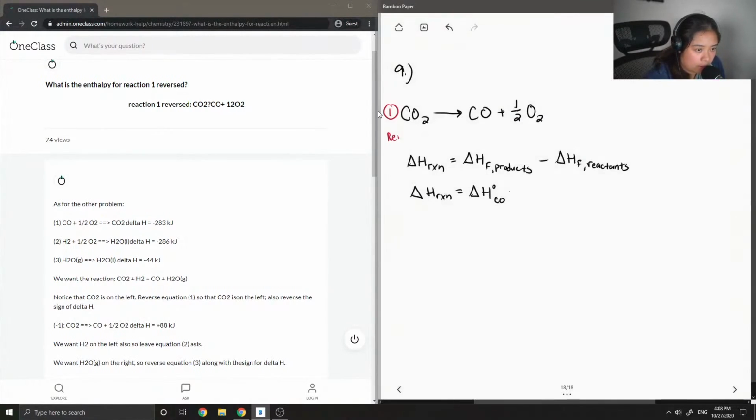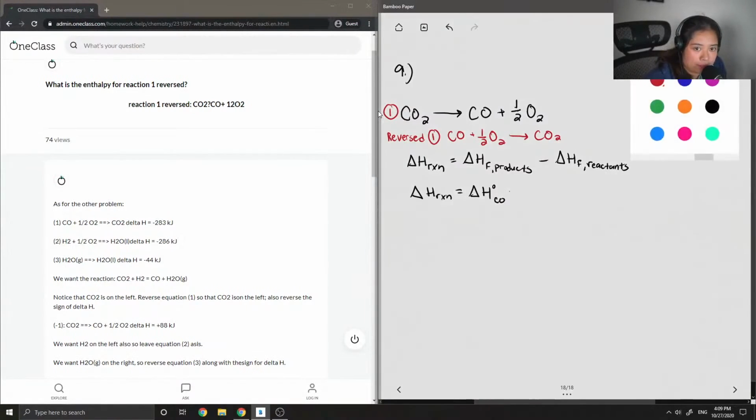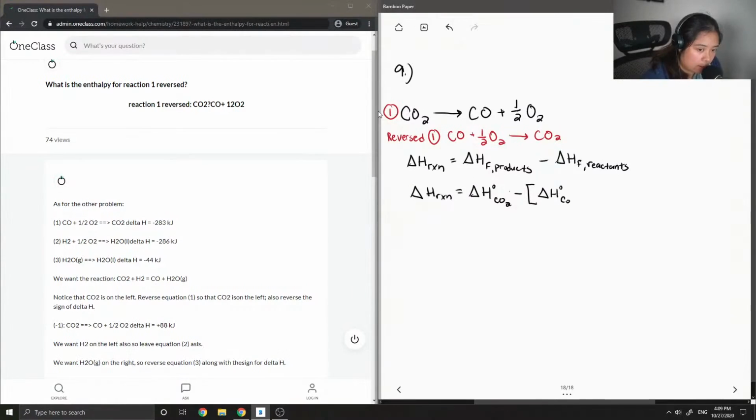So reversed, it's going to be like the opposite. So if we look at it like that, our product is the CO2, and this time it's our reactants. So the delta H is carbon monoxide plus half of the delta H of oxygen.